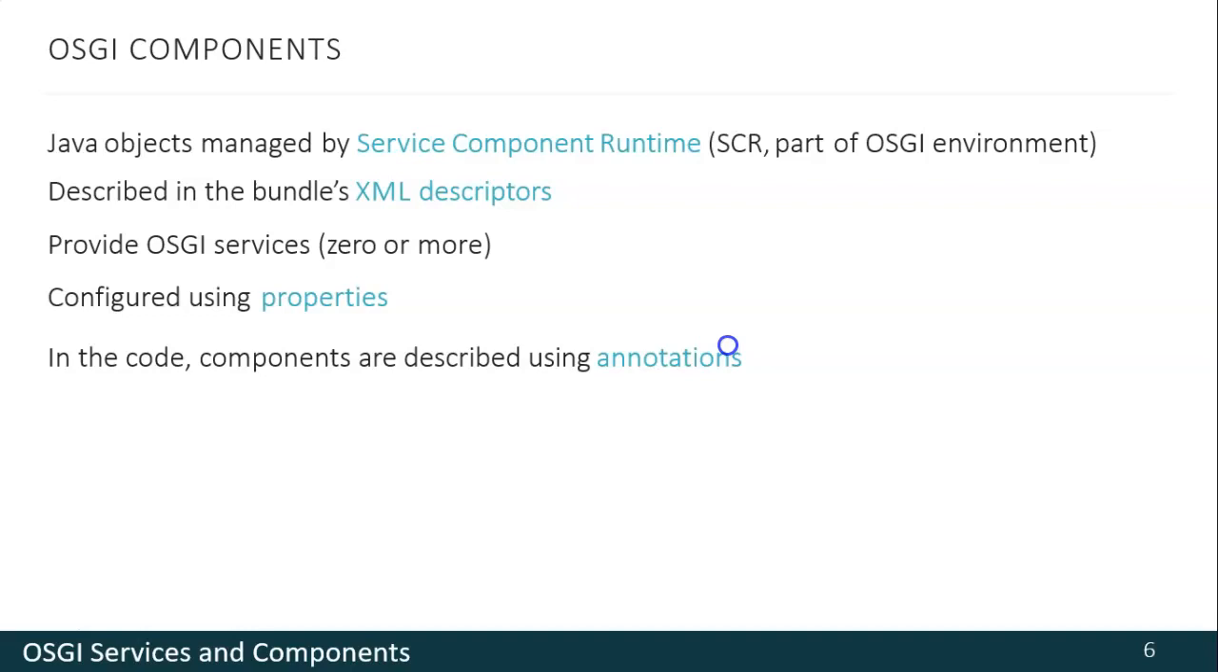And in the Java code, one uses annotations to declare and describe the components. So in AEM, you deal with OSGi components, that is the unit of configuration. Components provide the services.